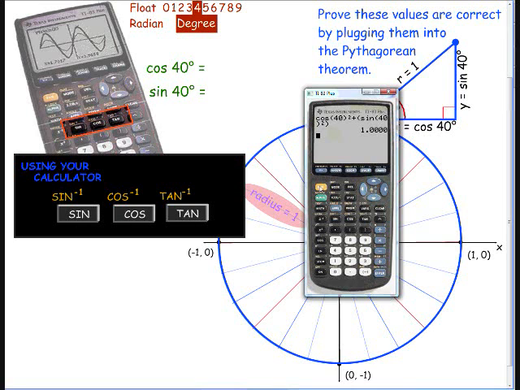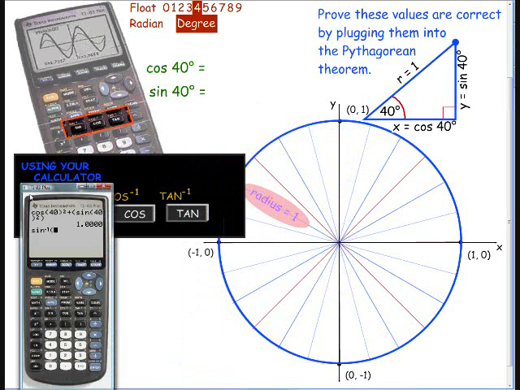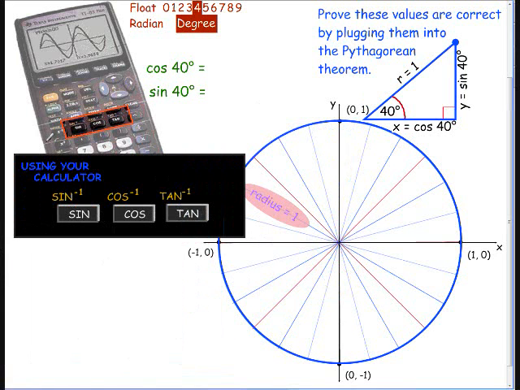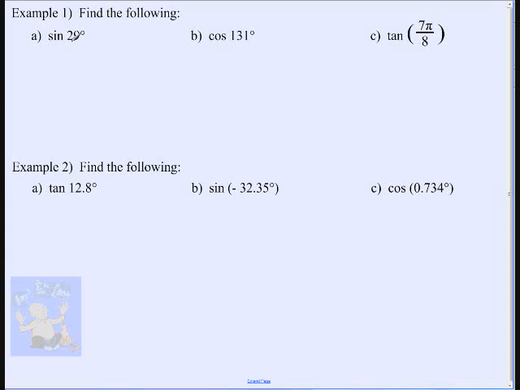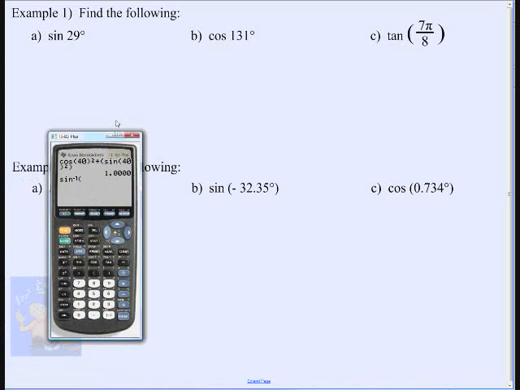We're going to learn about that shortly. And the way you get to it, notice how they're in yellow? You'll go to this second key, and then when I hit sine, I actually get inverse sine. We'll get back to that. Find the following. I don't think I'm going to take the time to do all of these. You can finish them up in class.